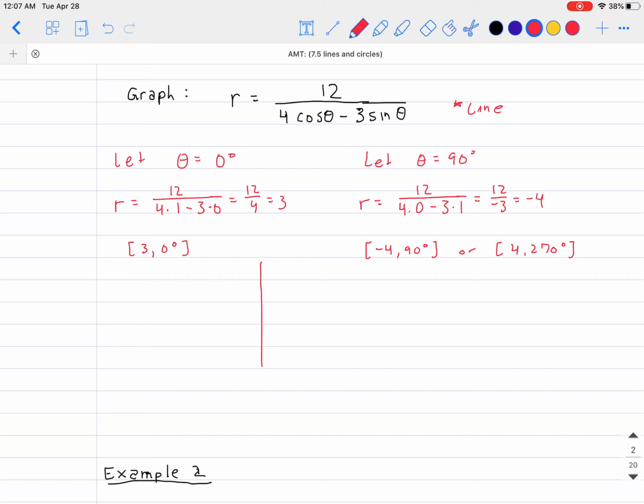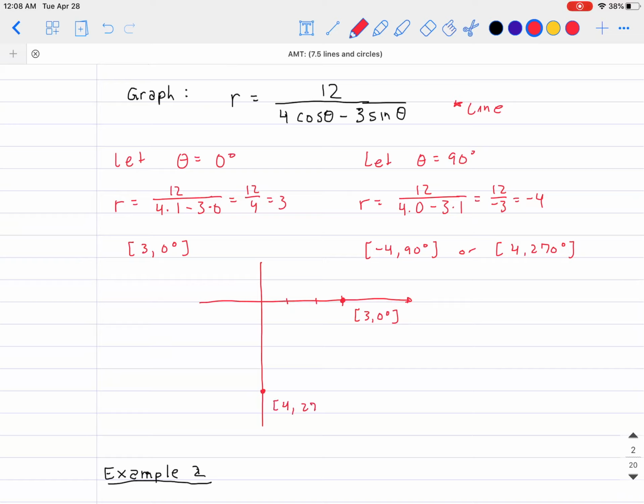Now let's sketch out the graph of this, so we can figure out what the graph actually looks like, hopefully. So let's see, 3, 0 degrees, so that means that we're going out 3 units in the 0 degree direction. So this is going to be our coordinate right here. Let me put that in. So 3, 0 degrees. Whereas for the other coordinate, I will put 4, 270 degrees. So we're going to go down by 4 units. So this is going to be located right here.